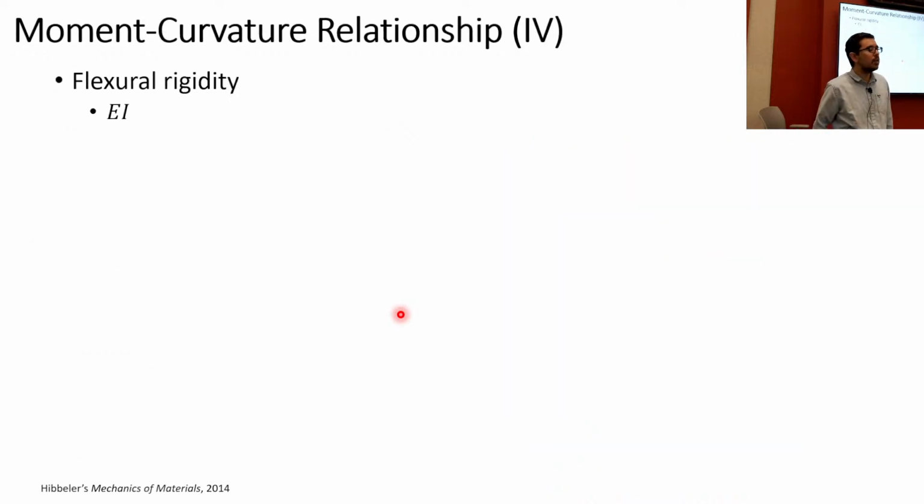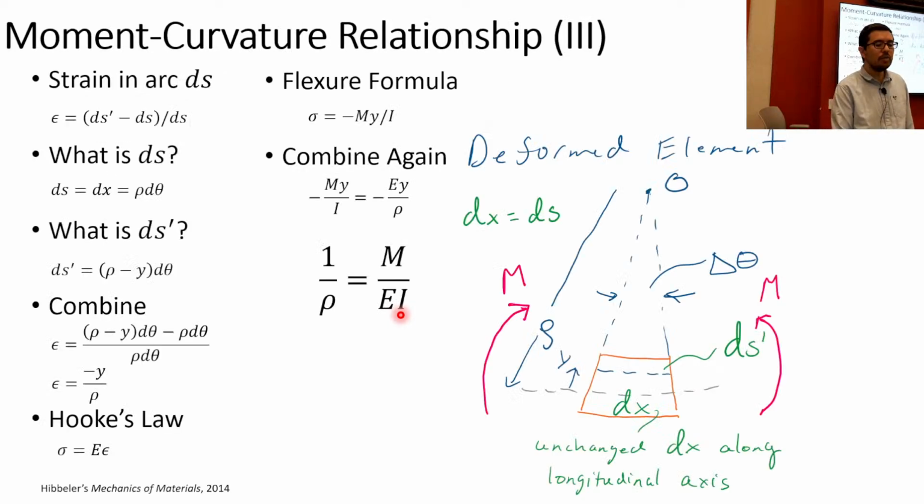EI is what can be referred to as flexural rigidity. What does this mean? If you go back to this, if I increase EI for a given moment, that means that the curvature is going to go down. If I increase this, no, the curvature, not the radius. The radius will go up, but the curvature, which is 1 over rho, will go down.